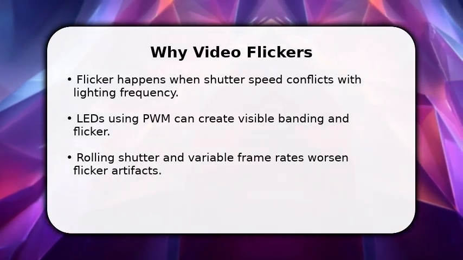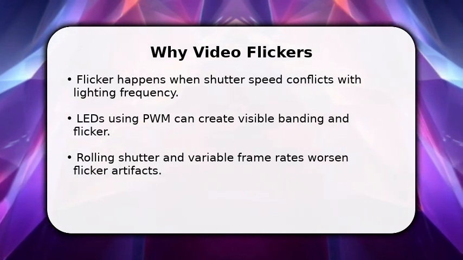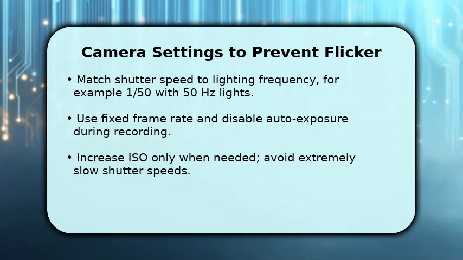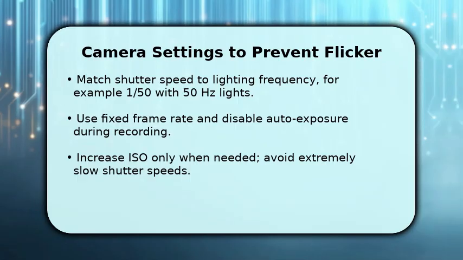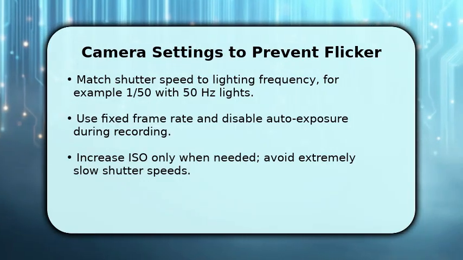Slow shutter speeds and auto exposure make flicker more likely during recording. Match shutter speed to the local lighting frequency. For example, set 1/50 with 50 Hz lights. Use a fixed frame rate and disable auto exposure while recording to keep exposure steady.